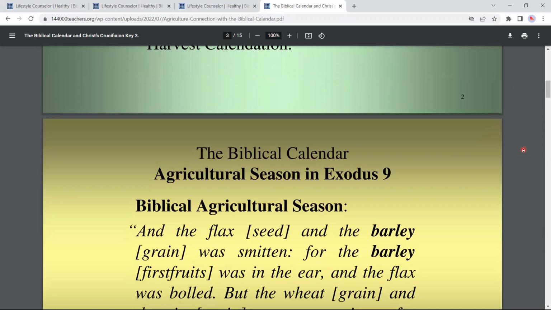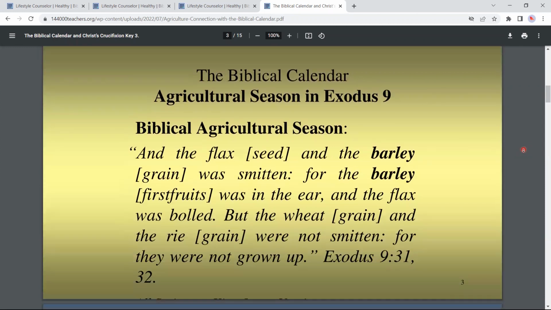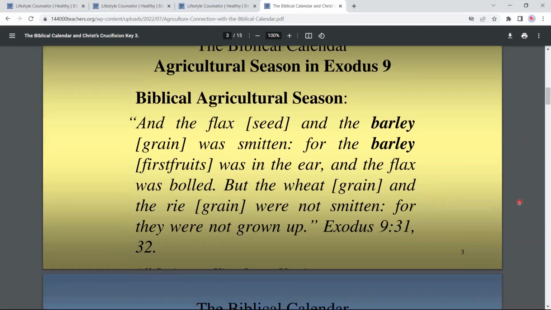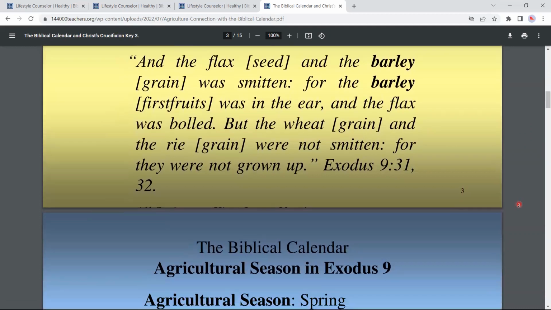The biblical calendar and the agricultural season found in Exodus chapter 9. And the flax, which is a seed, and the barley, which is a grain, were smitten. For the barley, which is also the first fruits, was in the year, and the flax was bolled. But the wheat, which is also a grain, and the rye, were not smitten, for they were not grown up. This is taken from the book of Exodus, chapter 9, verses 31 and 32.